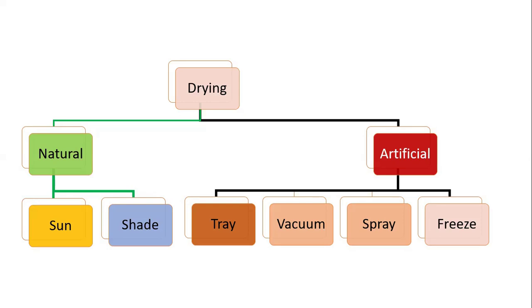Shade drying is for those materials which get affected, mostly the volatile oil containing materials. Such types of materials are to be dried by the shade drying method.